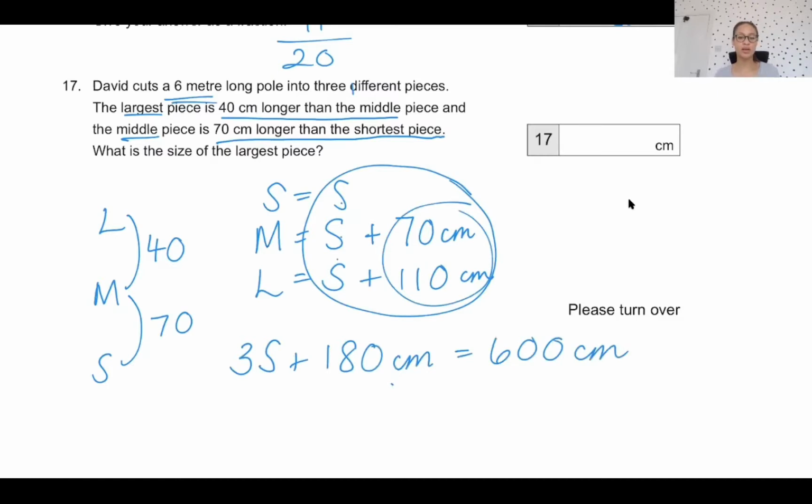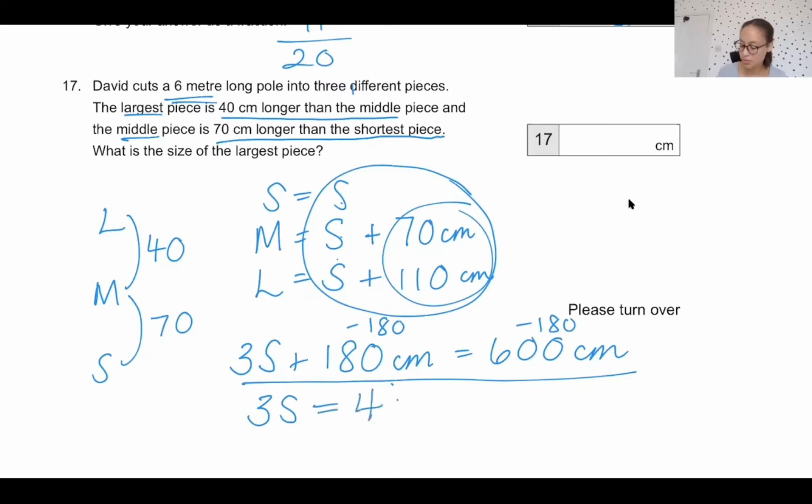Now, if you hadn't got this far yet, can you try and figure out what a small piece is worth based on that equation? So 3 small pieces plus 180 centimeters equals 600 centimeters. First, what do 3 small pieces equal? Yes, Carla, that's good. Yeah, well done. So 3 small pieces will equal 420, which means 1 small piece is 140 centimeters.